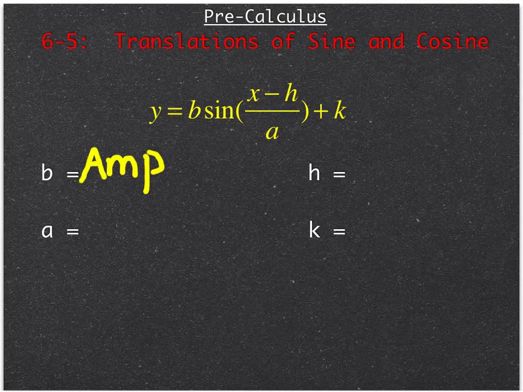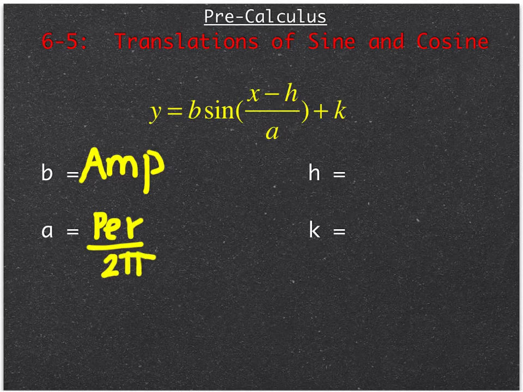A, remember, has something to do with the period, but the period divided by 2 pi is what that a value is. And notice it's in the denominator of this function. Okay, now the two new ones are h and k, so let's tell you a little bit about those.